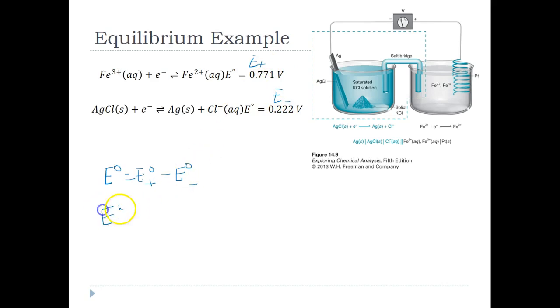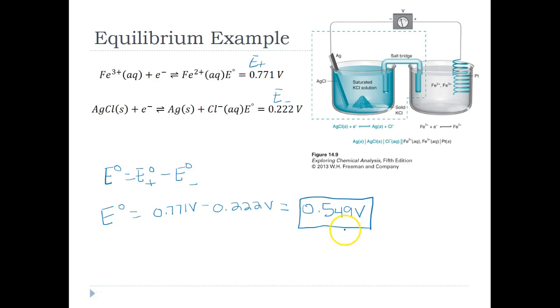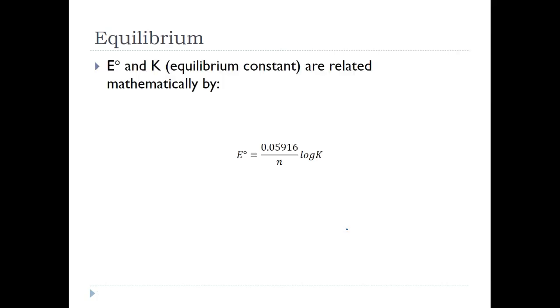So the standard overall cell potential would be whatever I get for 0.771 volts minus 0.222 volts. So I get 0.549 volts. So if we're looking at standard conditions only, we can get the overall cell potential without the Nernst equation. Just take the positive minus the negative. If these molarities were given and they were anything other than 1, we would have to do the Nernst equation to figure that out.